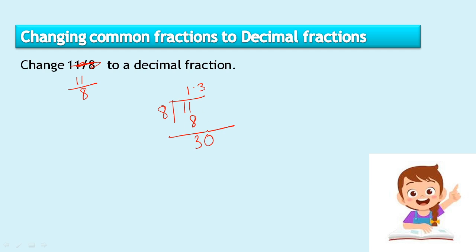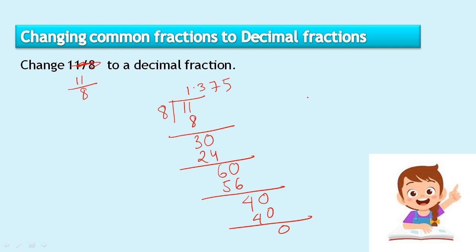So now 8 3s are 24. It has become 6, because if you do the subtraction you will get 6. Because of that point you can bring another 0 here, and 8 7s are 56. If you do the calculation you will have 4. Because of that point you can bring a 0 here, and 8 5s are 40. So finally we have the quotient, that is 1.375. So we can say that 11 by 8 means 1.375. Is it clear? I hope so. Division is very important, and try to understand the division again and again.